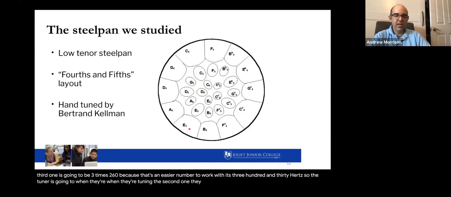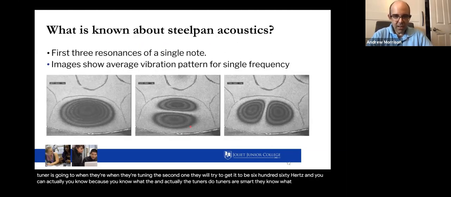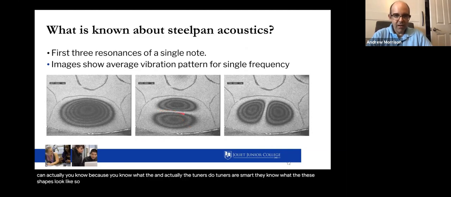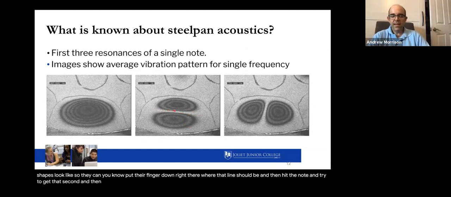And the tuners are smart. They know what these shapes look like, so they can put their finger down right where that line should be, then hit the note and try to get that second harmonic and tune it. There are lots of techniques that the tuners use. I just really want to emphasize, I'm not a tuner. I have incredible respect for the craftsmanship that they have.